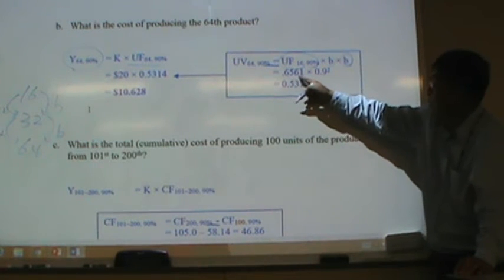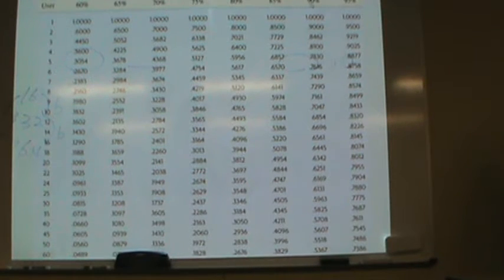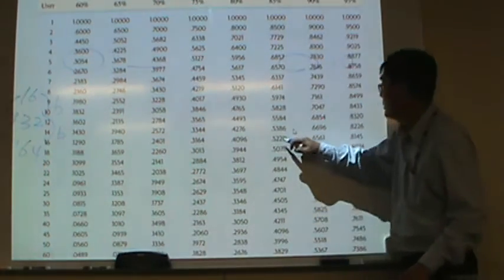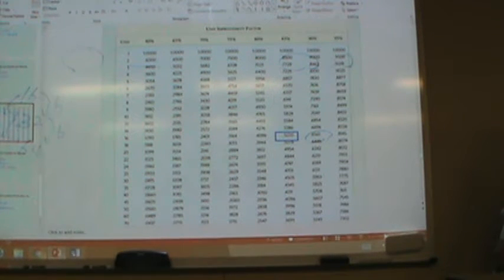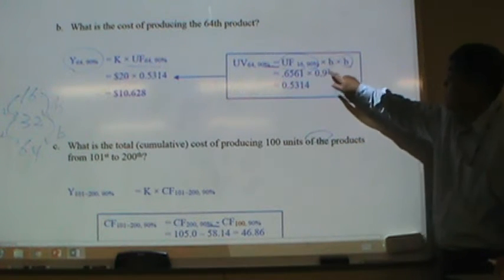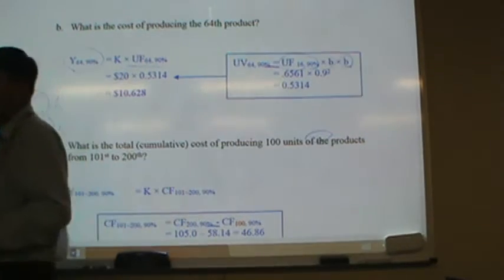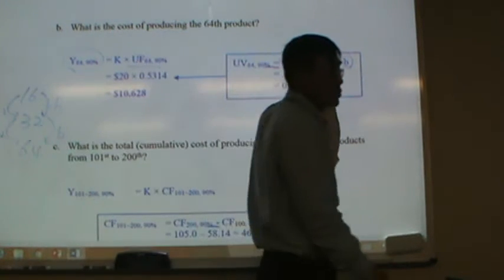The 16th unit factor at 90% is 0.6561 from the table. So 0.6561 times 0.9 squared, because we went up twice, divided by 2, divided by 2. So times b, 0.9 squared.